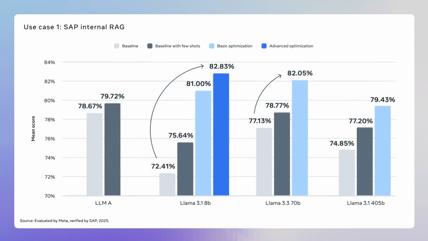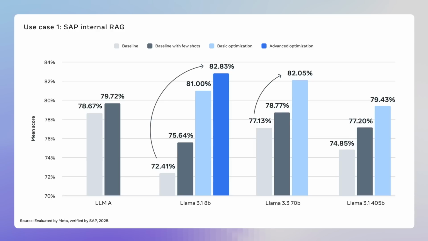Here is the first use case. This is a RAG problem we are trying to solve here. We saw up to 10% improvements with a Llama 3.8b. On the left-hand side, you're looking at the performance of a closed source model. These numbers mean the real value: better model output, lower cost, faster shipping cycles.